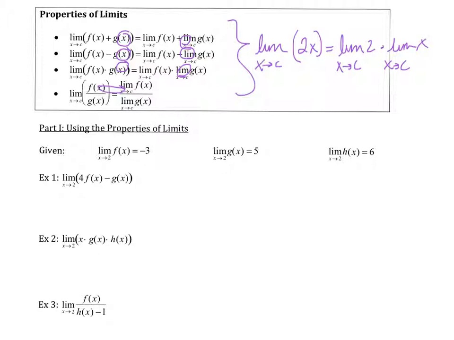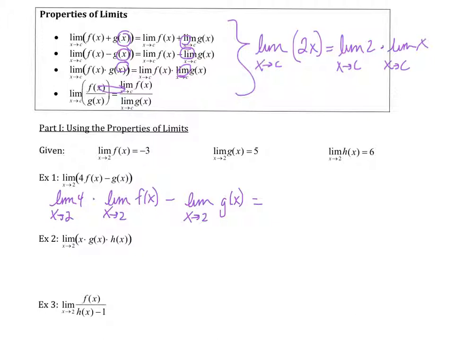In example 1, I see that I have 4 times f of x minus g of x, and I know that I can separate all of these and evaluate individually. So I can say that it is the limit as x approaches 2 of 4 times the limit as x approaches 2 of f of x minus the limit as x approaches 2 of g of x.